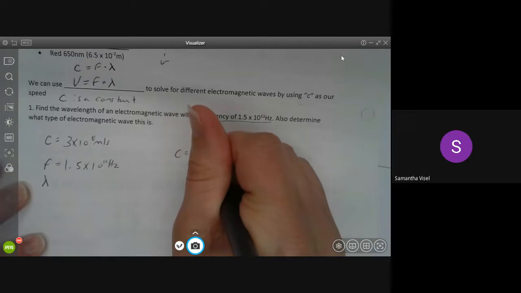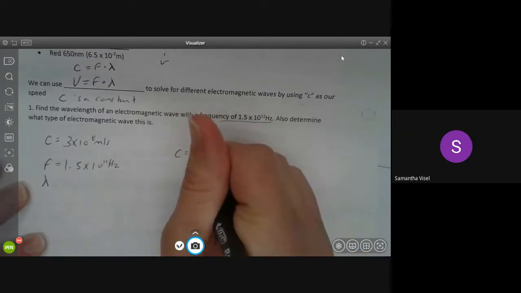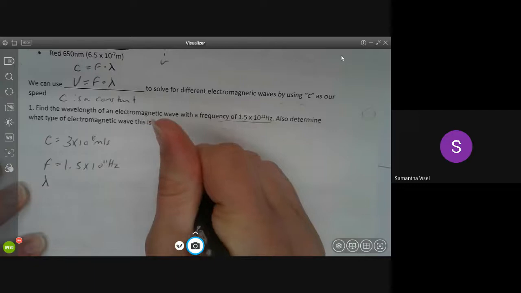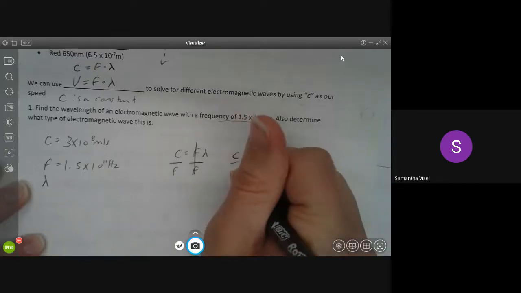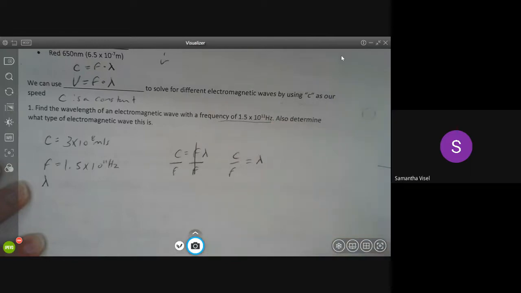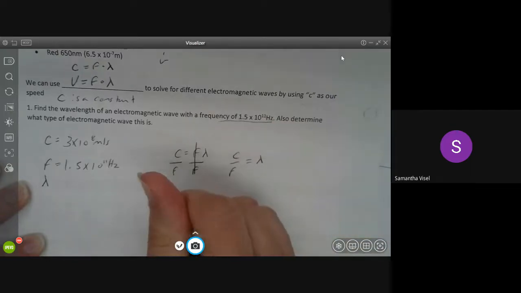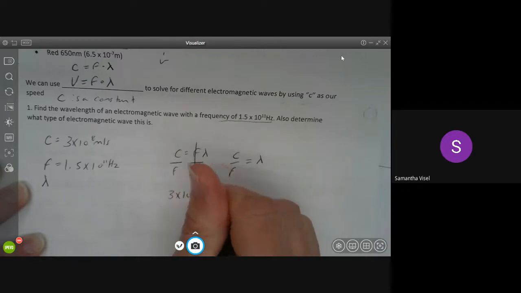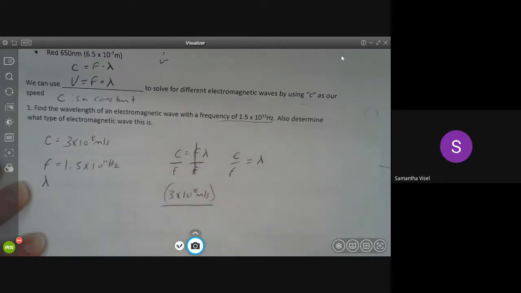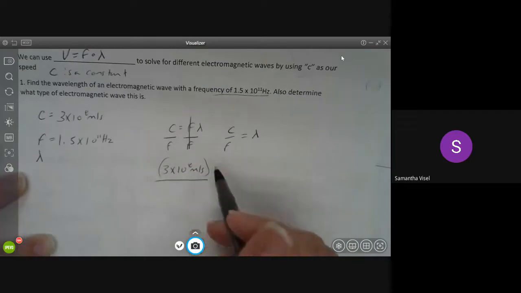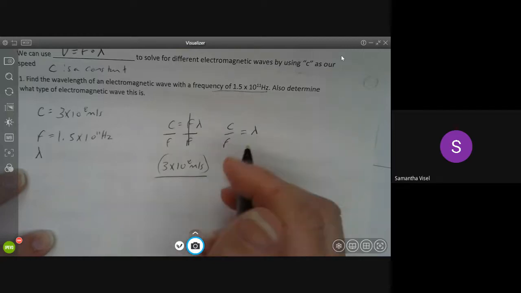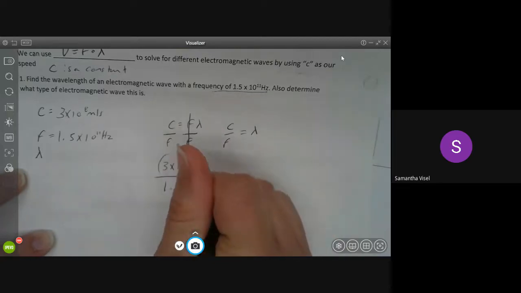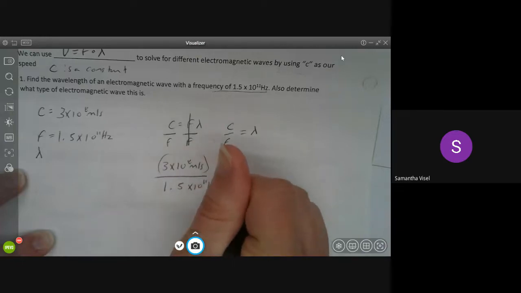So c is f times lambda, and I'm trying to find the wavelength here. I can divide both sides by the frequency, keeping them balanced. What I do on one side, I want to do on the other. c over f will give me lambda. So 3 times 10 to the 8th meters per second. Remember, with our calculators, if we have something in an exponent or in scientific notation, we have to tell them to keep those numbers together, so parentheses or that EE key is going to be important. And 1.5 times 10 to the 11th hertz.